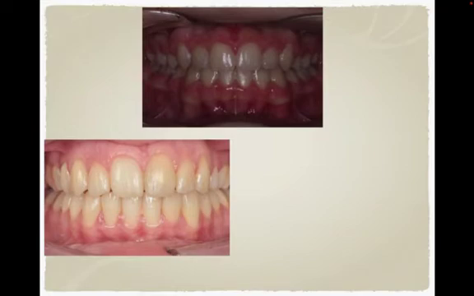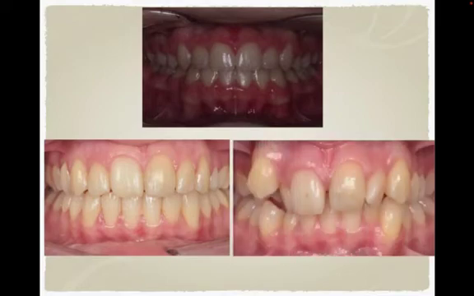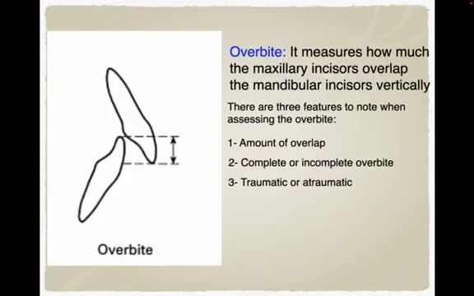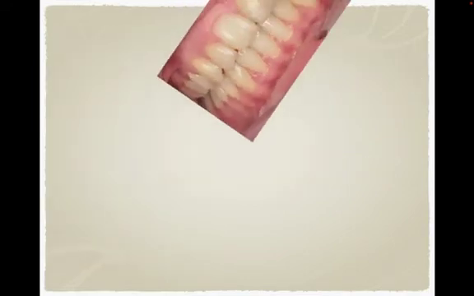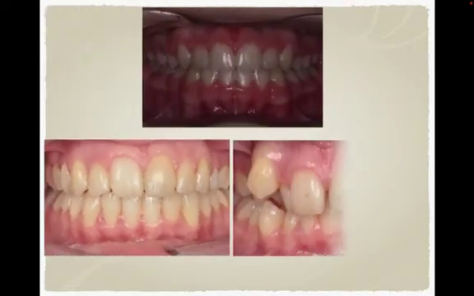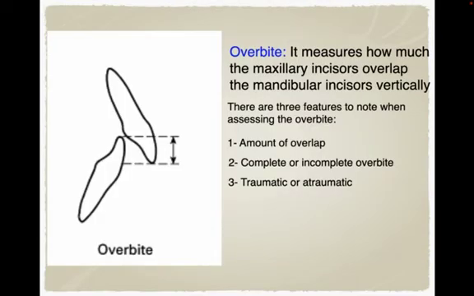However, if the upper incisors are covering less than 1/3 of the lower incisors, we call this a reduced overbite. But if the upper incisors are covering more than 1/3 of the lower incisors, we call this deep overbite. So that's the first description of the overbite: whether it is normal, reduced or increased. Then we mention whether it is complete or incomplete, traumatic or atraumatic. What's the meaning of complete? That there is a touch between the upper and lower incisors. Incomplete, that there is no touch between the upper and lower incisors.